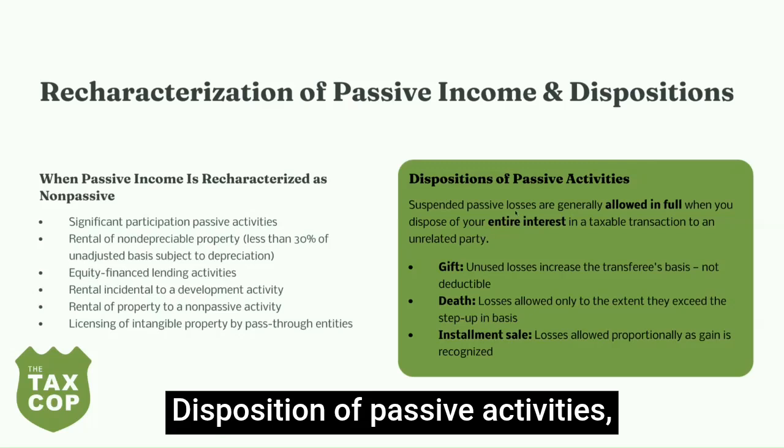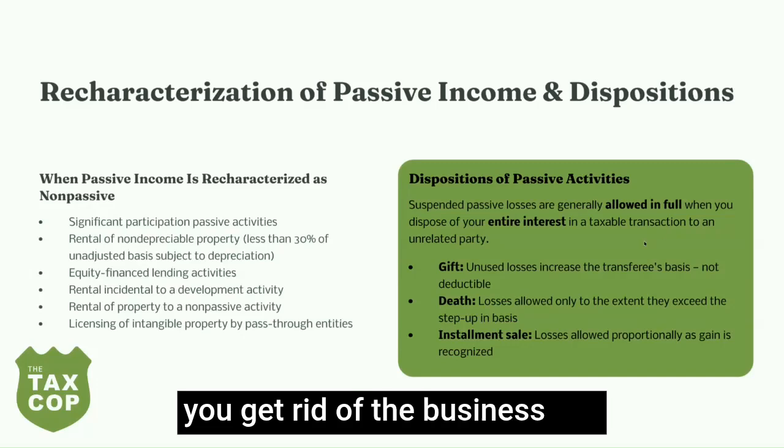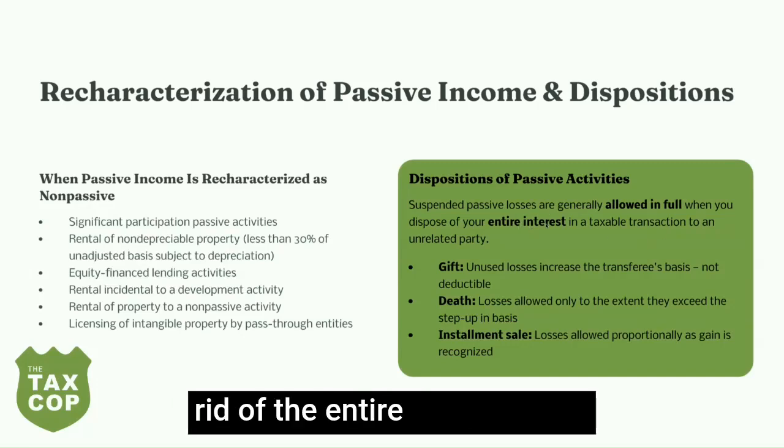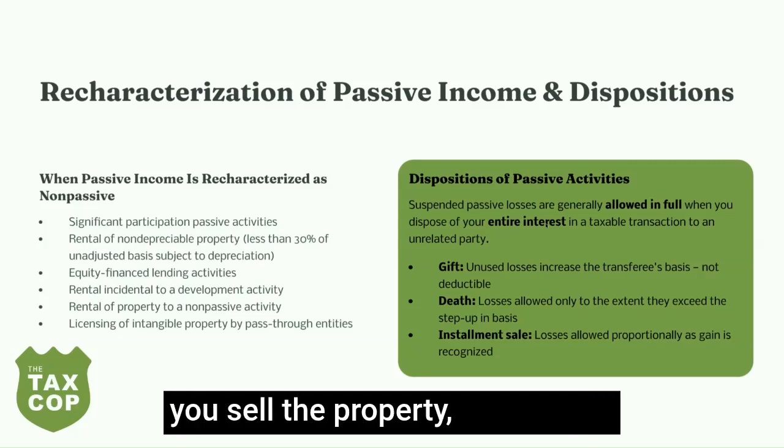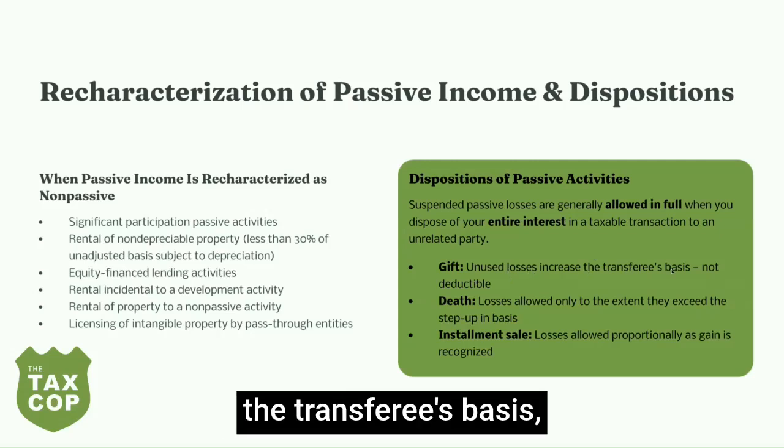Disposition of passive activities, passive losses. Suspended passive losses are generally allowed in full when you get rid of the business, get rid of the entire interest. AKA, you sell the property, you weren't able to leverage them passive activity losses, you get to recognize them when you sell it in a taxable transaction to an unrelated party. Unused losses increase the transferee's basis.